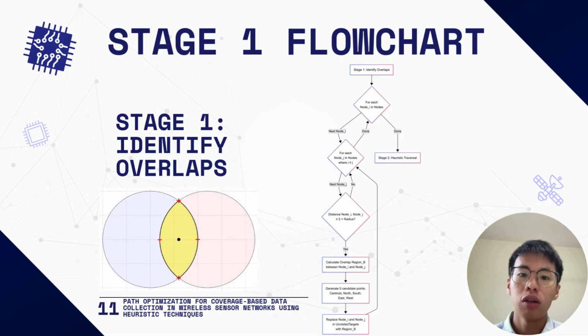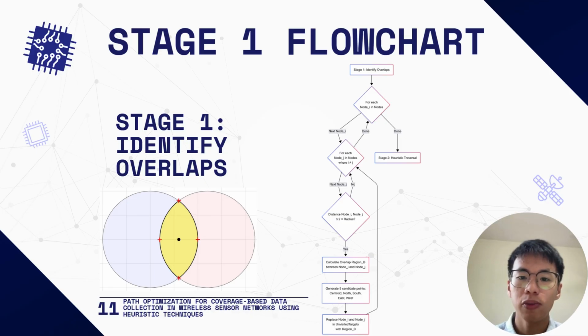In stage 1, which is identifying the overlaps, it will first have a loop that searches for overlaps on each sensor node. An overlap occurs if the distance between two nodes is less than 2 meters, which is 2 times the radius size. Then it will calculate the overlap region between both nodes. The region is coded as region B.